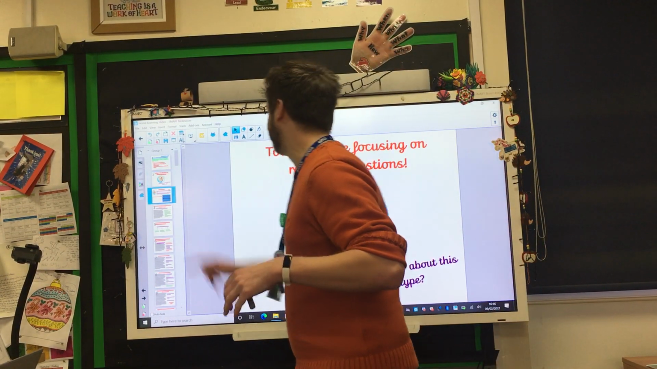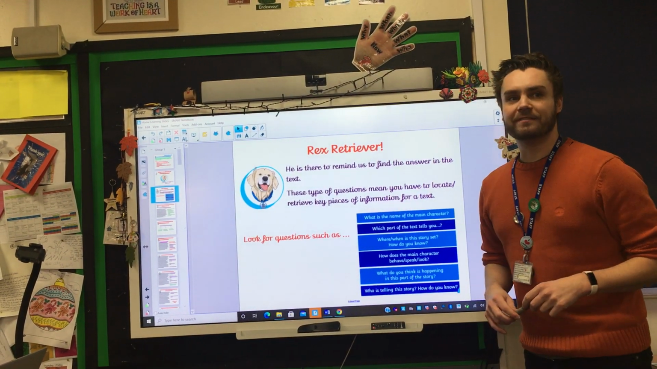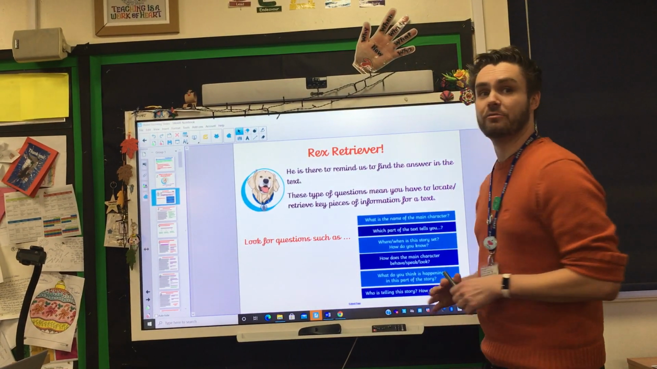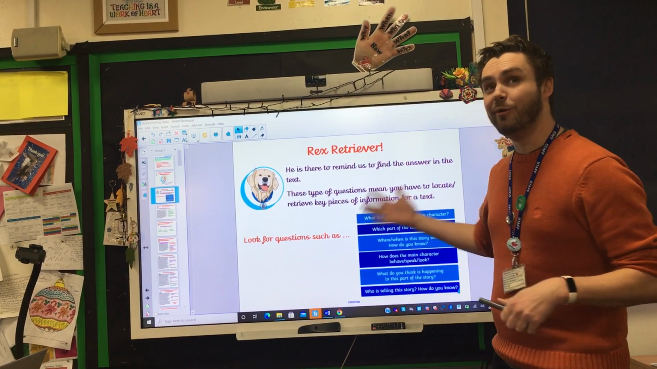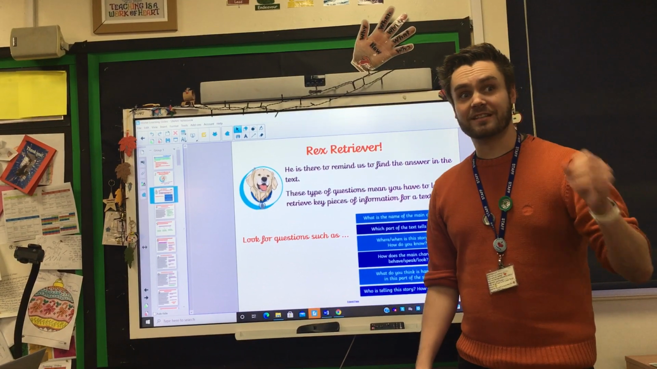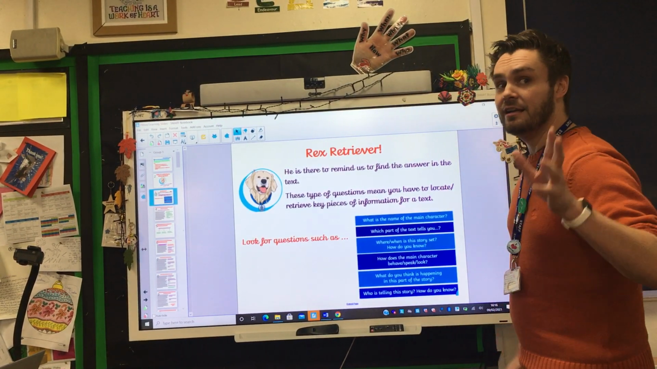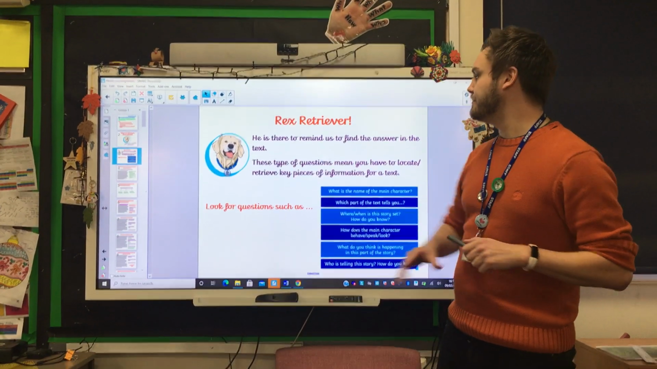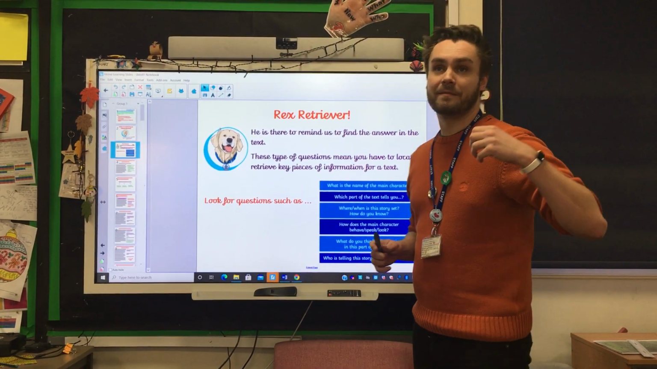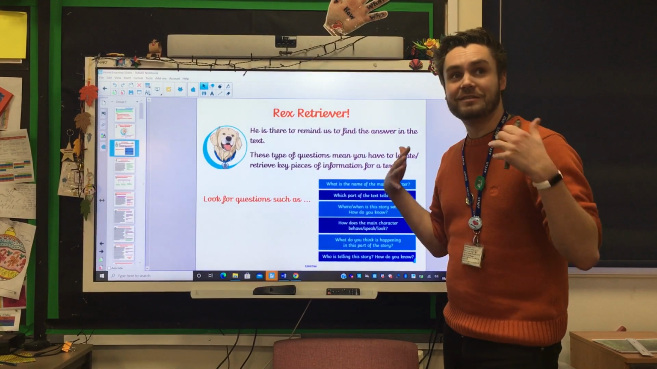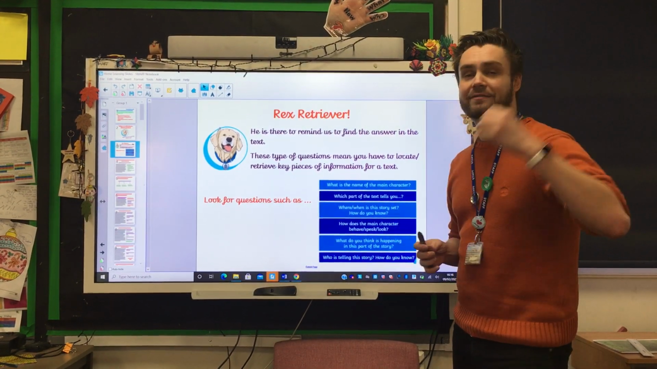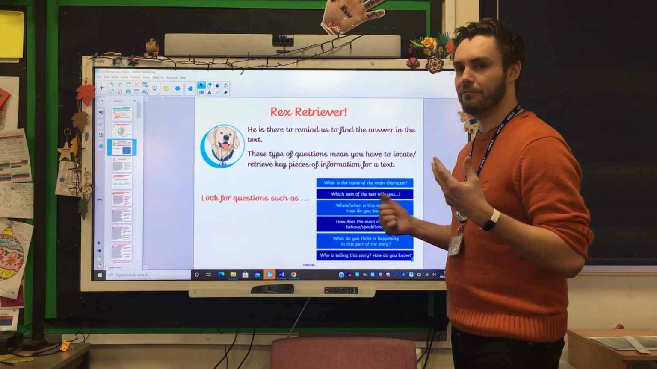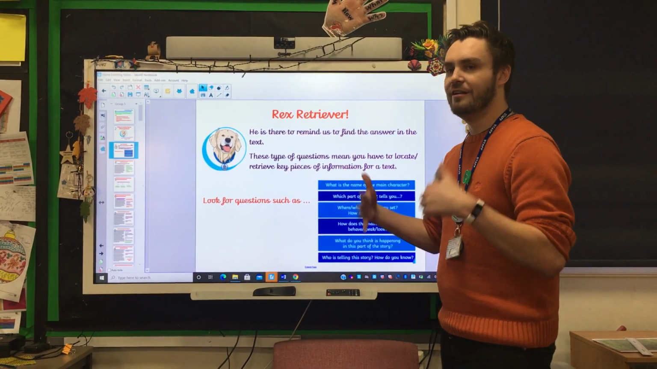Right, so, Rex Retriever. You've probably seen this slide a few times in different incarnations now, but it's really important that we do get our understanding of what this question type is. Most of us are fairly strong on this, but again, it's really worth recapping. Rex Retriever is there sometimes to remind us to find the answer because it's in the text. When you're dealing with this question type, you have to locate and retrieve key pieces of information from a text. So the reason why it's Rex Retriever, think about it as your dog.